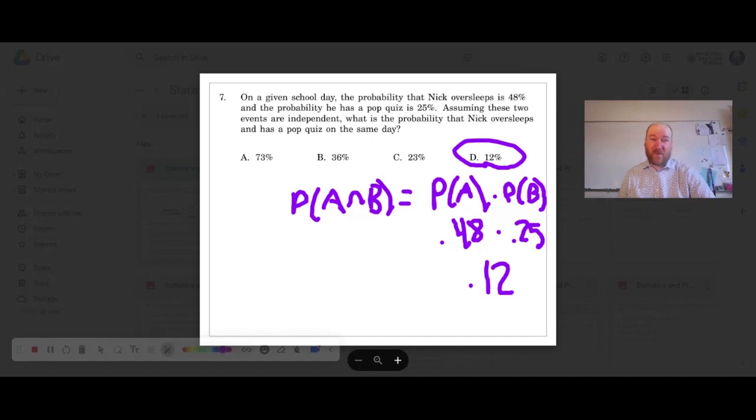I mean, he only has a pop quiz 1 out of every 4 days. And he only sleeps in half the days. So the chances of them both lining up is only about 1 in every 8 days.